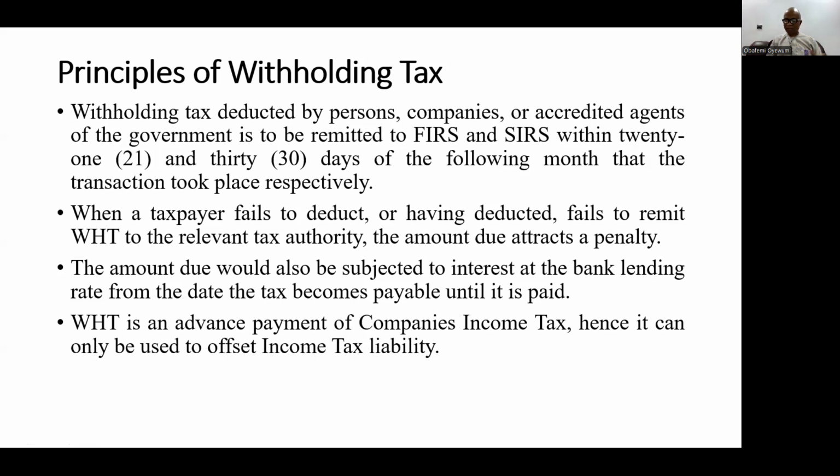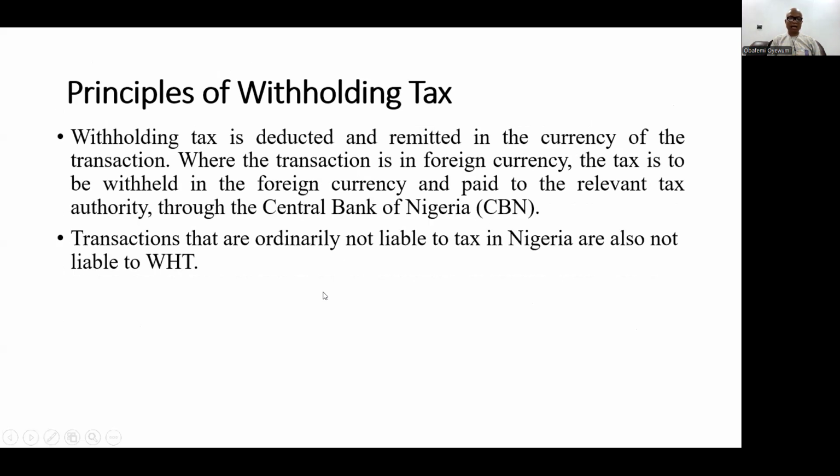So we're still talking about the principles of withholding tax. And then withholding tax is deducted and remitted in the currency of the transaction. So if the transaction is carried out in naira, you pay in naira. If the transaction is carried out in foreign currency like USD, that's dollars, or pounds sterling, or euro, it is the currency that the transaction used that you are going to pay in. All right, you don't convert. You pay to the CBN, that's Central Bank of Nigeria, and then they will be the ones to remit to the relevant authorities.